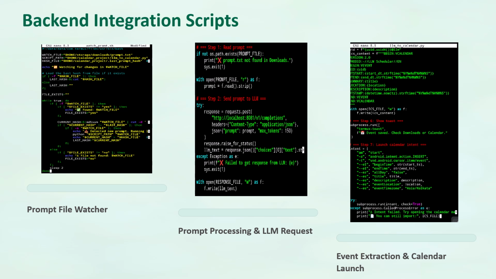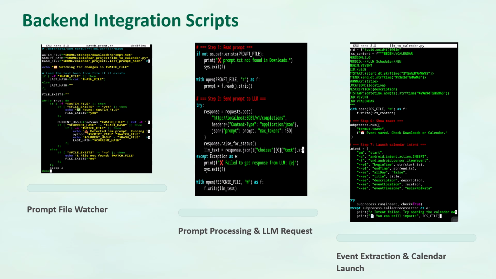These are the key backend components that handle prompt monitoring, language model interaction, and calendar event creation in our system. Firstly, the prompt file watcher. This script keeps checking a file for a new text prompt. When it detects a change, it automatically runs the Python script to process the prompt. This way, the workflow runs continuously without manual steps.